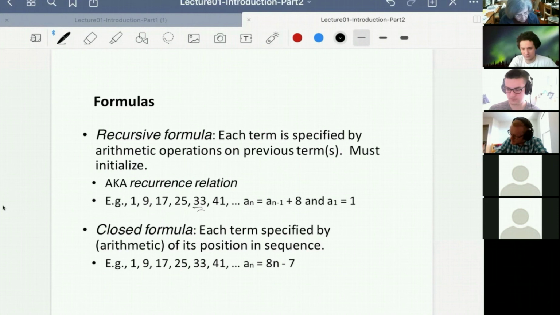A closed form formula. A closed form says that each element is specified by its position in the sequence. As in a sub n is 2 to the n, you start and say, well, a sub 1 is 2, a sub 2 is 4, a sub 3 is 8, and you proceed from there.